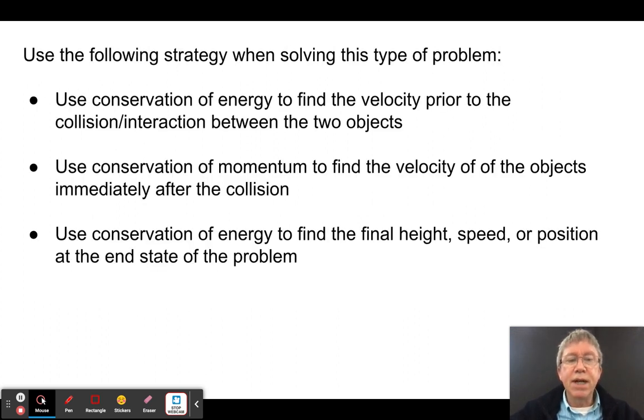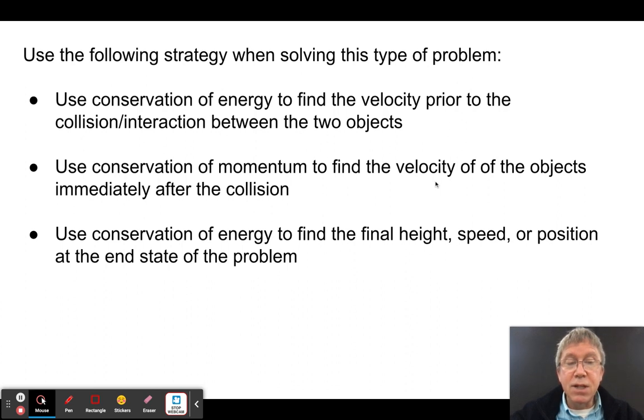Okay. So here's my advice to you, and you need to follow this advice because it works. First of all, if you start off with an object changing from one height to another, you have to use conservation of energy to find its final velocity prior to the collision. If there's no change in height, or no work being done by friction, you don't have to do that. But if there's a reason to think that its kinetic energy is changing prior to colliding with the other object, then you have to use conservation of energy to find out what is the velocity of the object immediately prior to collision.